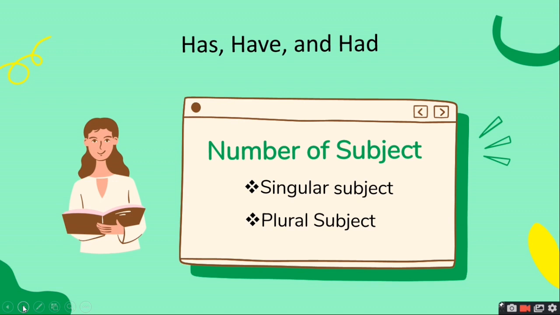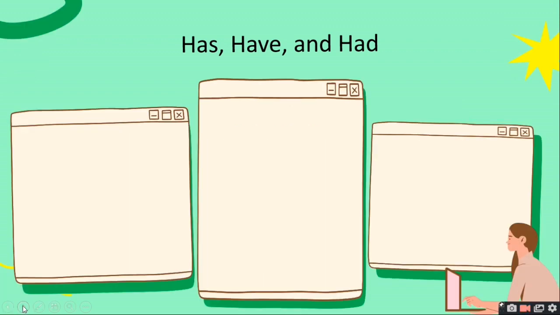The second thing we need to consider is the number of subjects in a sentence. In English, there are singular and plural subjects. A singular subject refers to one entity, while a plural subject refers to two or more entities. How do we determine which one is appropriate to use when talking about the number of subjects in a sentence? Let's go back to our topic, has, have, and had.